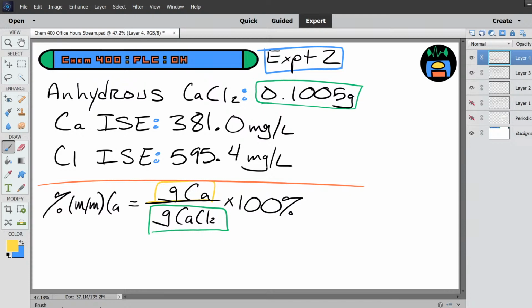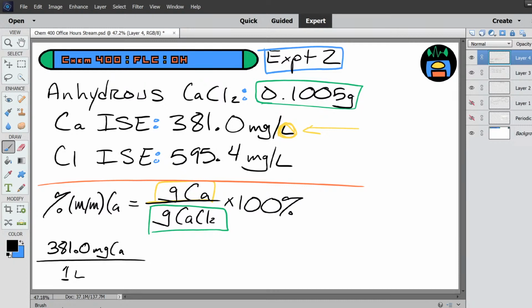And it's going to come from your ISE reading, but there's a problem. And that problem is the denominator. The ISE reading gives you a ratio, it's a concentration. It gives you the mass of that ion, which in this case is calcium, tells us that there's 381.0 milligrams of calcium in 1 liter. All right. So we need to know what volume of a solution was used to make this measurement.